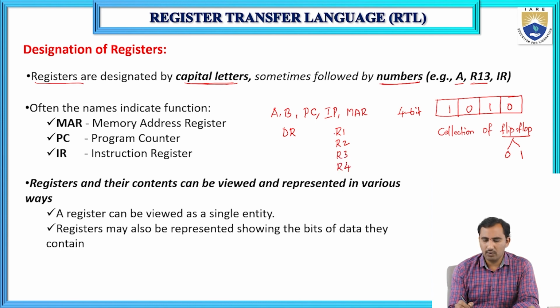So that means I have registers with the same name R, and since I have multiple registers, they can be represented with R1, R2, R3, R4. That means capital letters followed by a numerical number. So finally we can see the registers are designated by capital letters and sometimes followed by numbers. The examples are A, R13, IR. So often the names indicate the function.